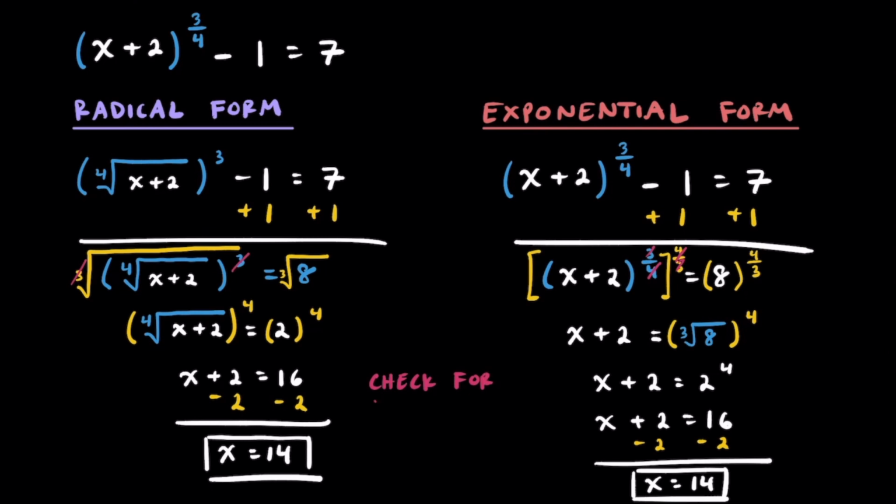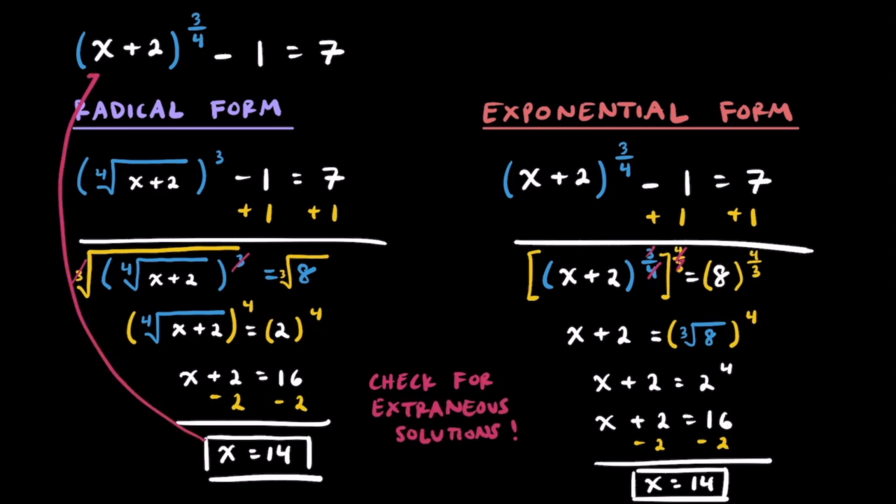Now let's check for extraneous solutions by plugging in our answer of 14. Substituting into the original equation, 14 plus 2 is equal to 16, 16 to the 1/4 power would equal 2, 16 to the 2/4 power would equal 4, 16 to the 3/4 power would equal 8. 8 minus 1 is equal to 7, so this checks out.